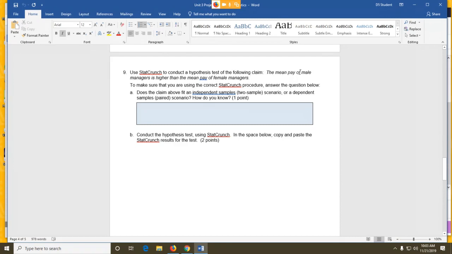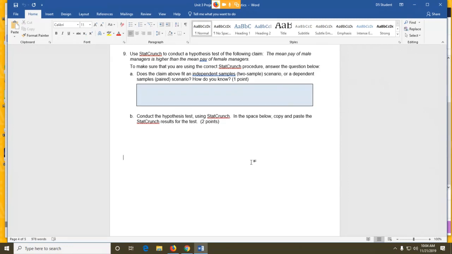If you were going to turn this around and put the females first, then you'd want to say the mean pay of the female managers is lower than the mean pay of the male managers. So just make it match with what you've got in StatCrunch and how you're doing your claim. And if your hypothesis test results come out looking really weird, then that might be what happened, that you didn't have those two things matching up.